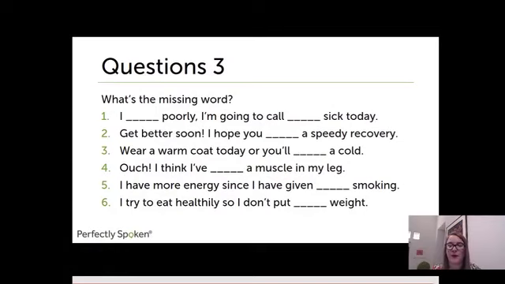Number 1, I poorly. I'm going to call sick today. Number 2, get better soon. I hope you a speedy recovery. Number 3, wear a warm coat today or you'll a cold. Number 4, ouch, I think I've a muscle in my leg. Number 5, I have more energy since I have given smoking. And number 6, I try to eat healthily so I don't put weight.